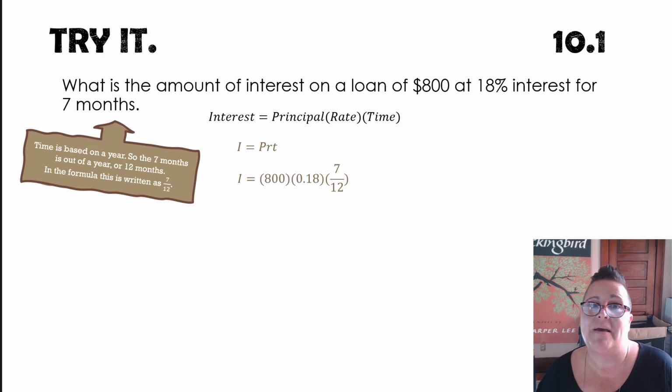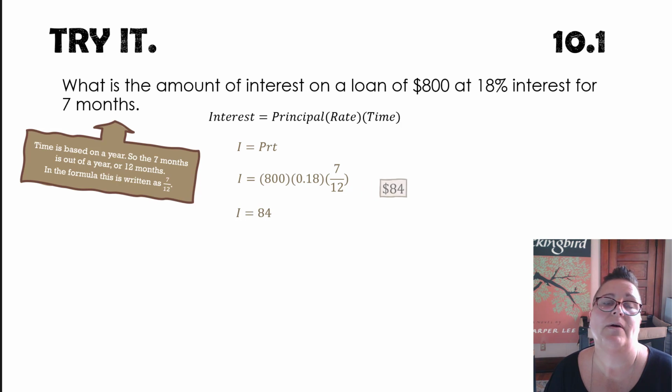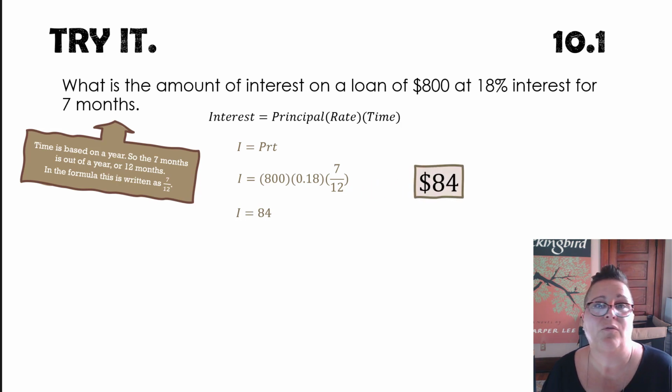Now, when I type it into my calculator, I'm just going to do it as 800 times 0.18 times 7 divided by 12. If you have a fraction button on your calculator and you know how to use it, you can do 800 times 0.18 times, and then fraction button 7, 12, and then hit enter, okay? Either way, this works out to be an interest of $84. And I have found the amount of interest to be just $84.